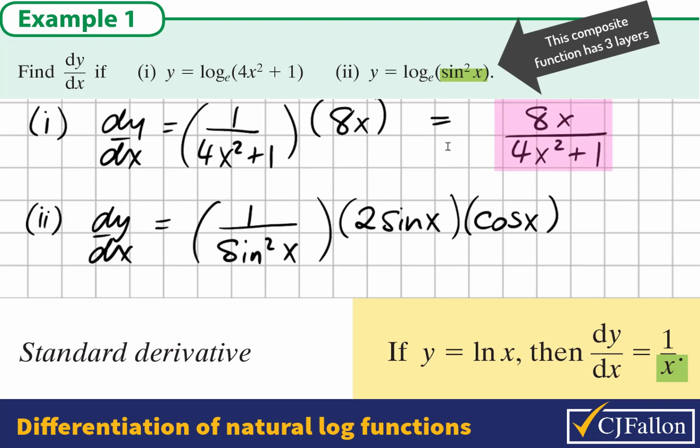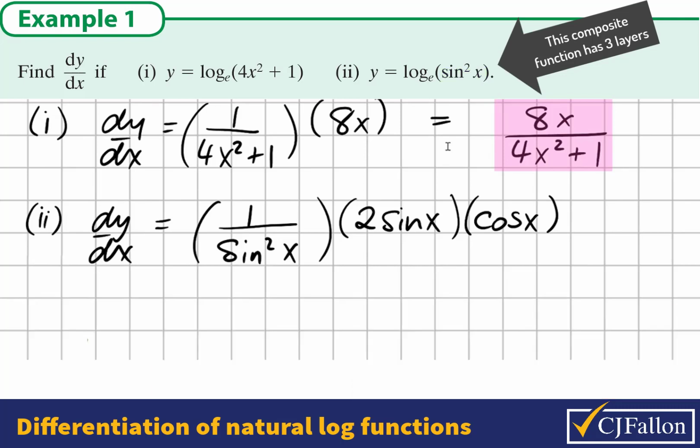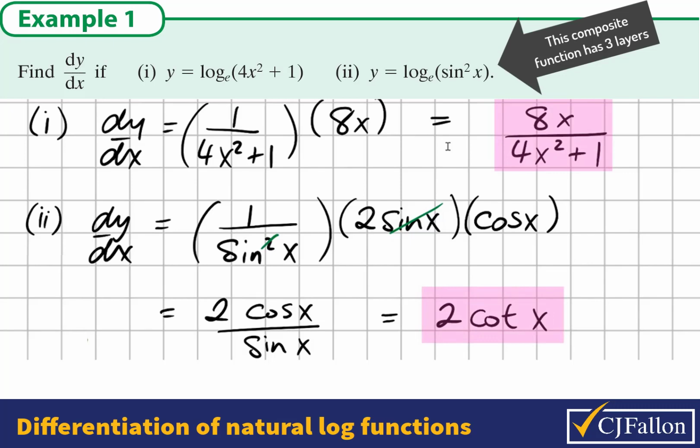Now, this is our solution. We just want to neaten it up. We notice we're dividing by sine squared x and multiplying by sine x. So sine x goes into sine squared x once, leaving us 2 cos x divided by sine x. Now, cos x divided by sine x is cotan x, or cot x. So 2 cot x is our final answer.